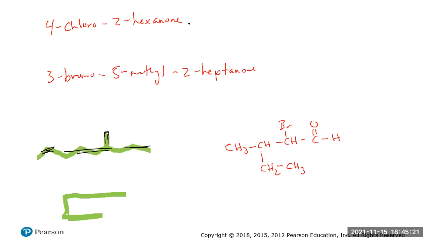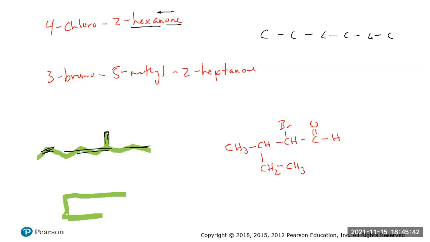Okay, so again, we're going to work our way backwards here. The -one tells us it's a ketone, and hexane tells us there are 6 carbons involved. Might as well start with that. So just lay out your 6 carbons. That's 6, there we go.